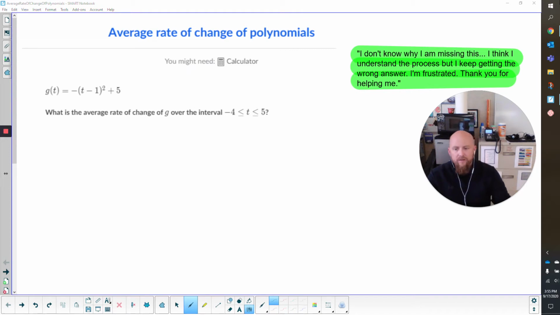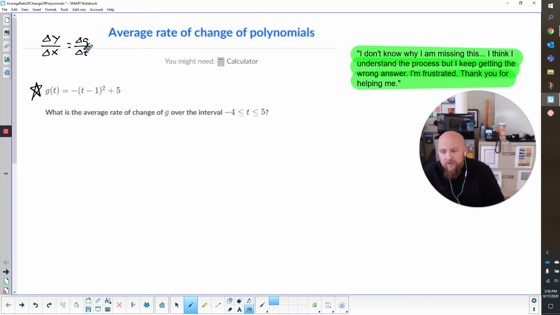Okay, let's take a look at this problem about average rate of change of polynomials. So here we have a function, g of t, and just like you saw in the videos on the Khan Academy, you want to think of this like delta y over delta x. Although we're not using just x's and y's here. Notation-wise, what you're seeing here is delta g, or delta g of t over delta t.